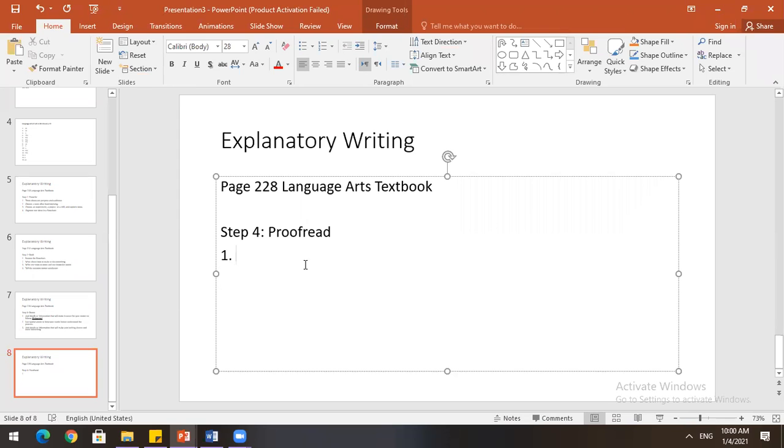Okay, so the steps, we correct. The first and most important thing is spelling mistakes, because your writing doesn't look professional if you have spelling mistakes. Okay, correct spelling mistakes. Add any missing commas.